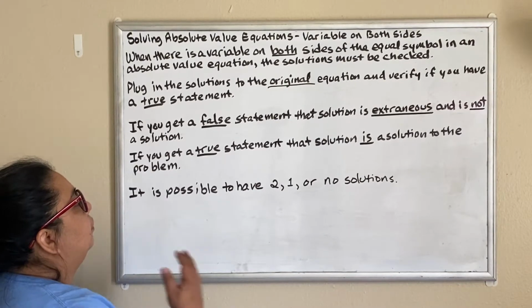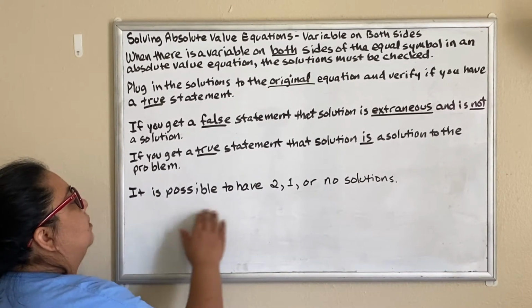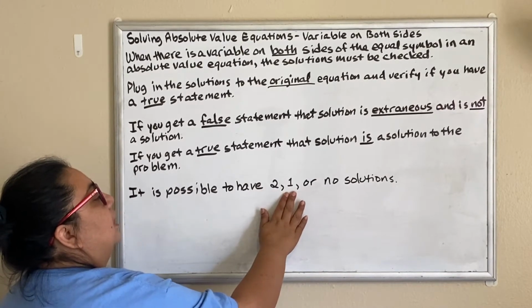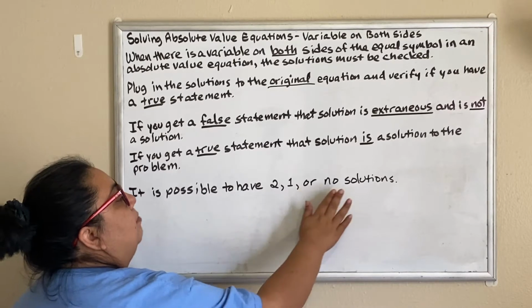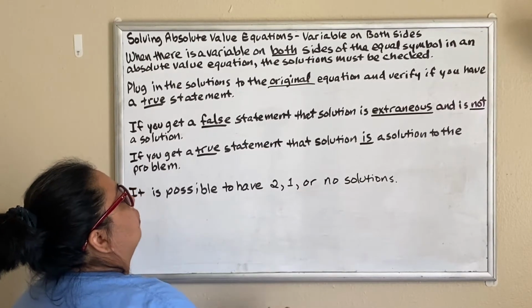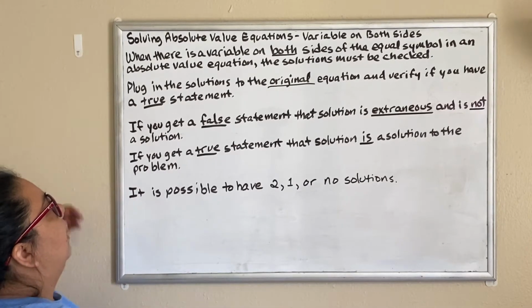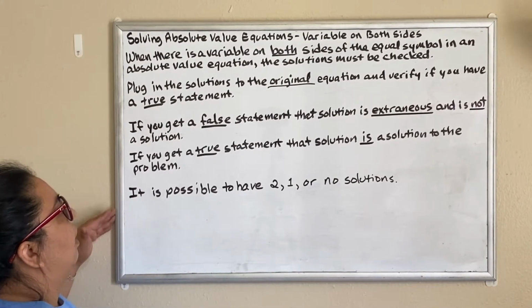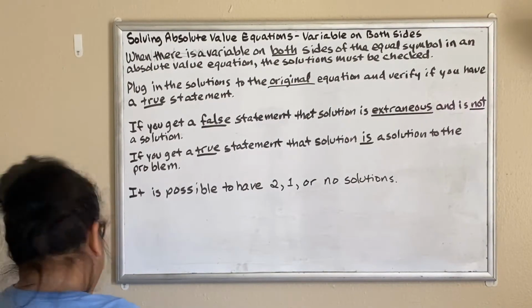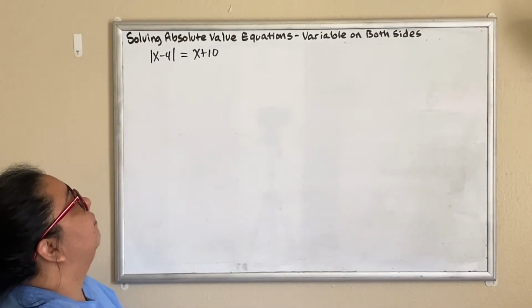As you're doing these, you'll notice that it's possible to have two solutions, or maybe you have one solution because the other solution is extraneous, or maybe both of your solutions are extraneous and therefore you have no solutions. Okay, so go ahead and take a moment to pause the video and copy this down, and then we'll get started on our examples.